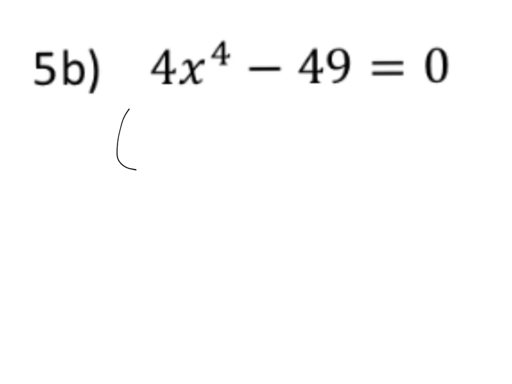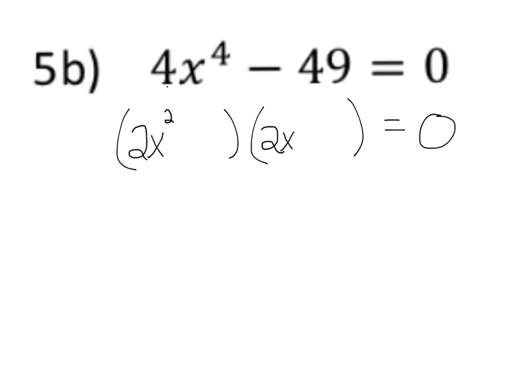For 5b, the two factors we need, what times what gives you 4x to the fourth? Two of the exact same thing. Well, 2 times 2 is 4, and x to the second times x to the second is x to the fourth. And then what times what gives you 49? 7 times 7, one with a plus, one with a minus.